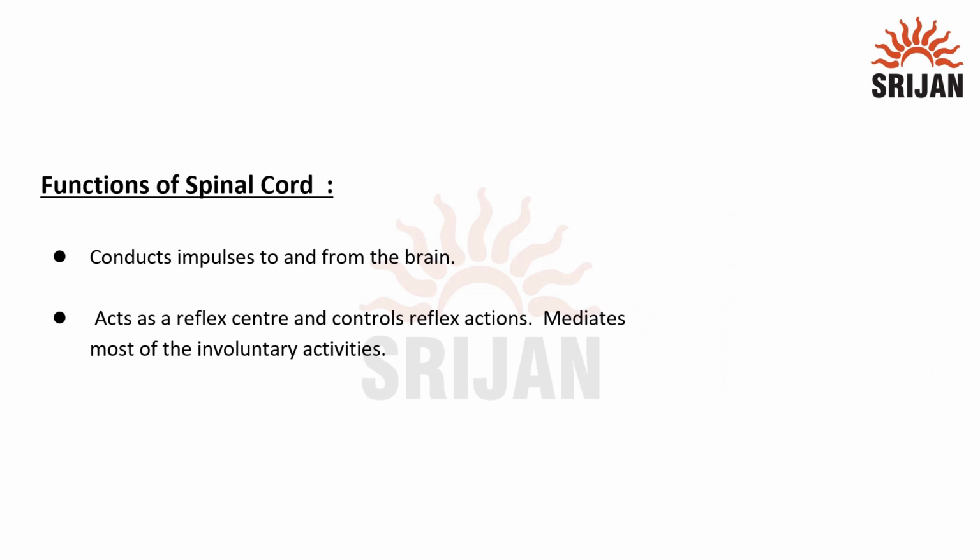Let's take a look at the function of the spinal cord. The spinal cord is responsible for conducting impulses to the brain and from the brain, and it is also involved in reflex action. Reflex actions are very quick actions which do not involve the functioning of the brain. Directly the information comes to the spinal cord, the spinal cord decides the action, and then it is given to the effector organ.